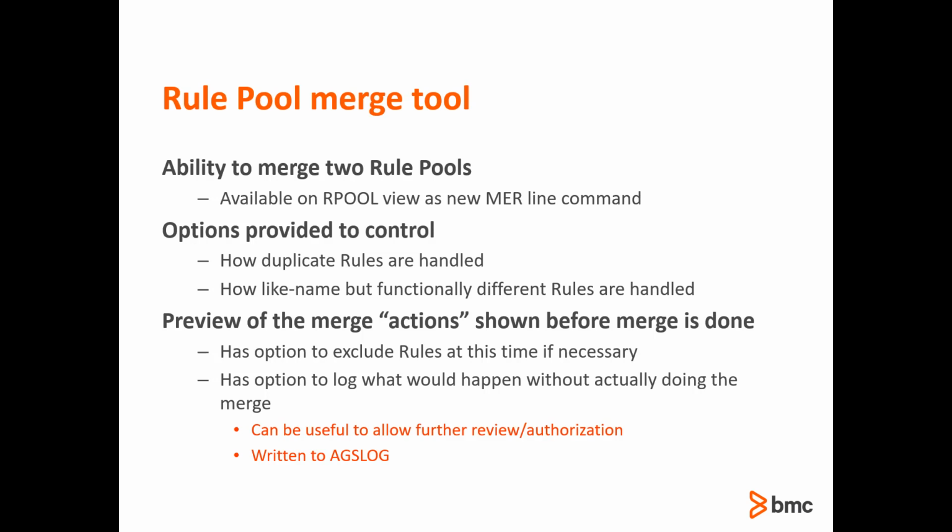Options are provided to handle special circumstances during the compare phase of the process. Things like duplicate rule names are handled with these options. Once the compare phase is completed, a dialog shows what will happen to each rule as it is merged. An option is provided to allow excluding rules that you don't want merged. There is also the ability to log the compare phase results to AGS log for further review without doing the merge.